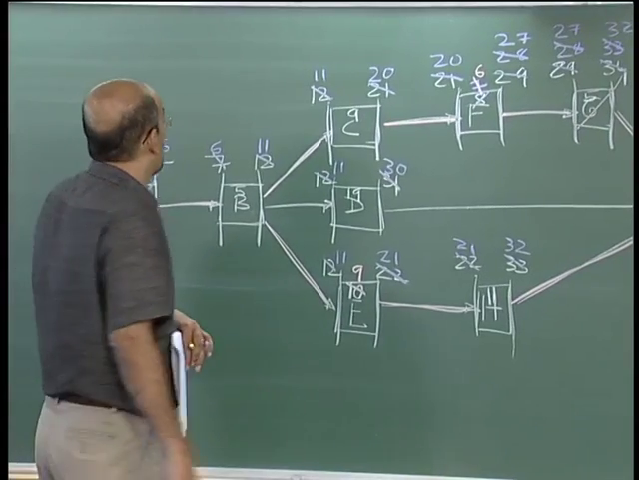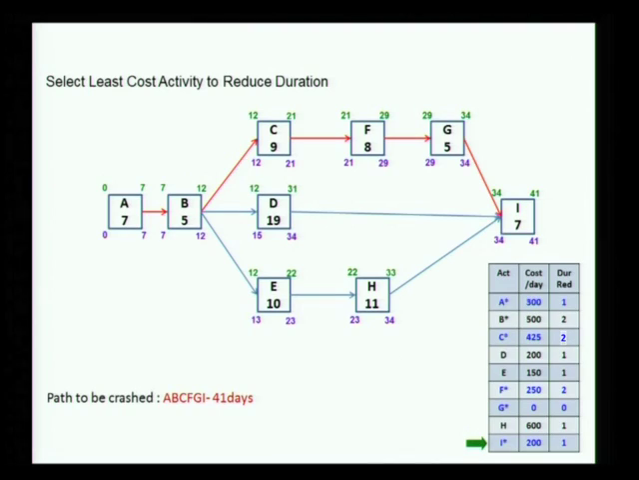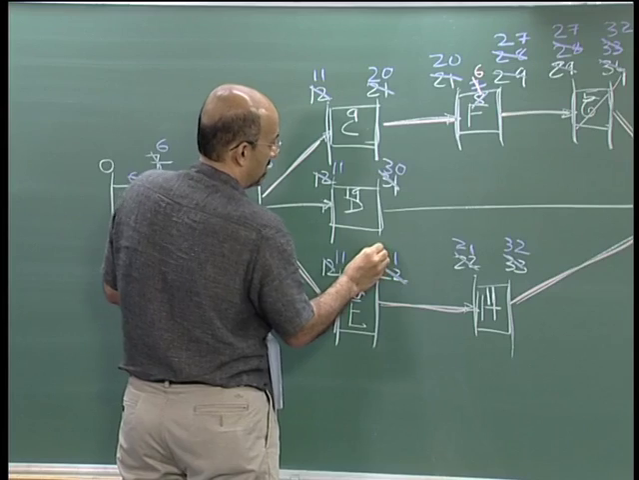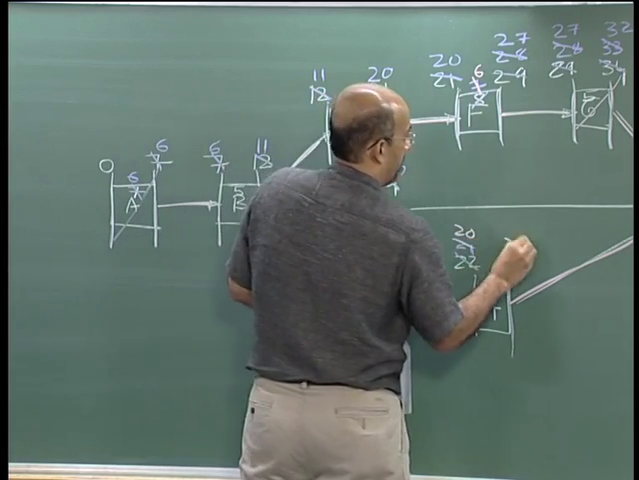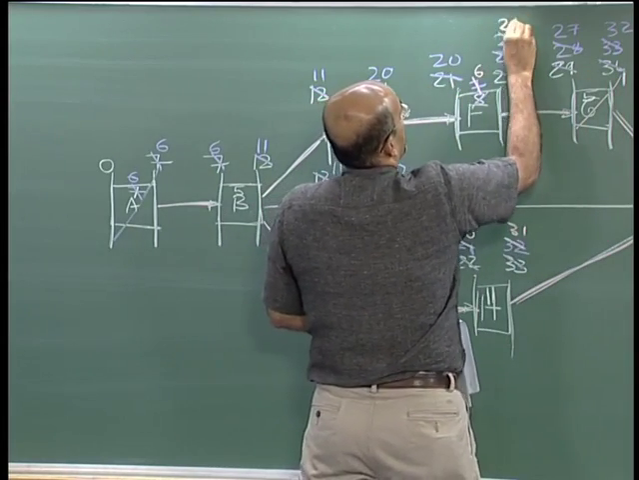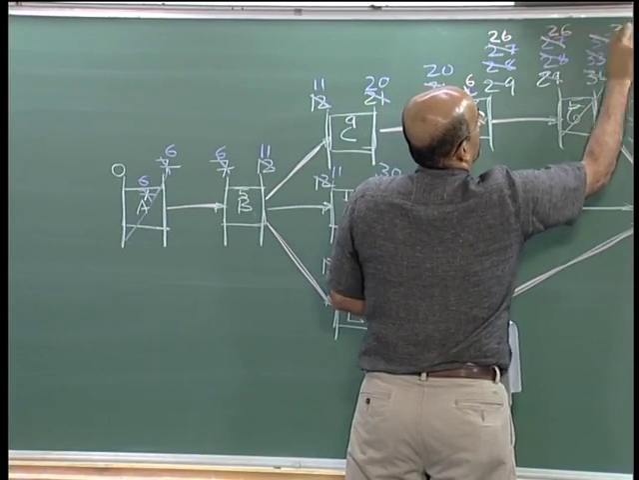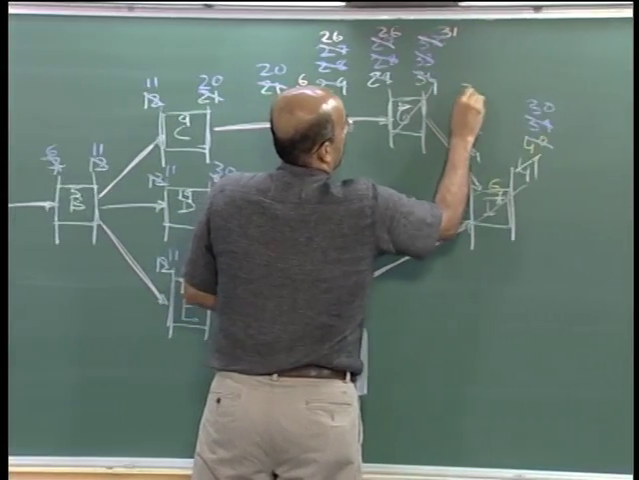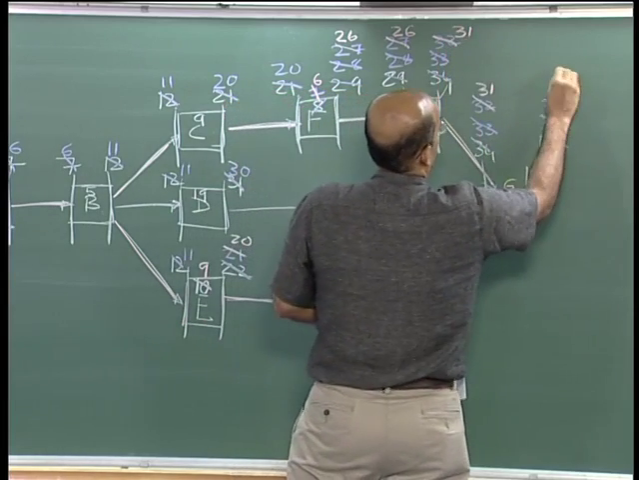Okay, so if it is F and E there, so now I have reduced, so F has gone down by 2 and E has gone down by 1, so both have crashed to the maximum. Let me calculate the result. 20, so here we go to 26, $37.